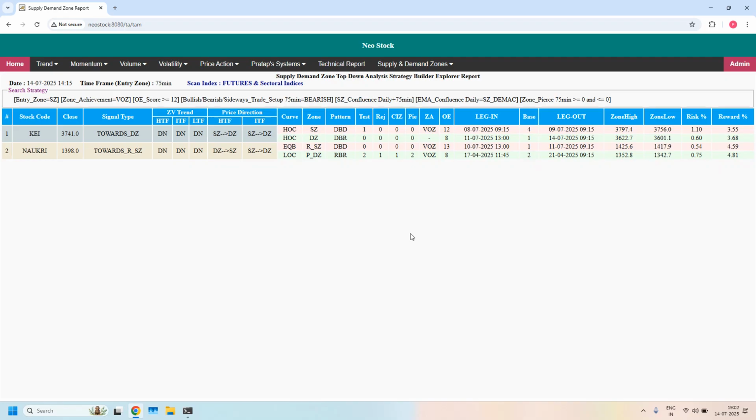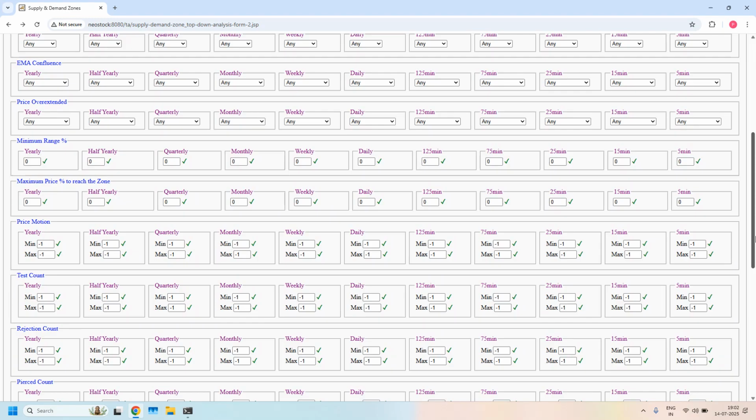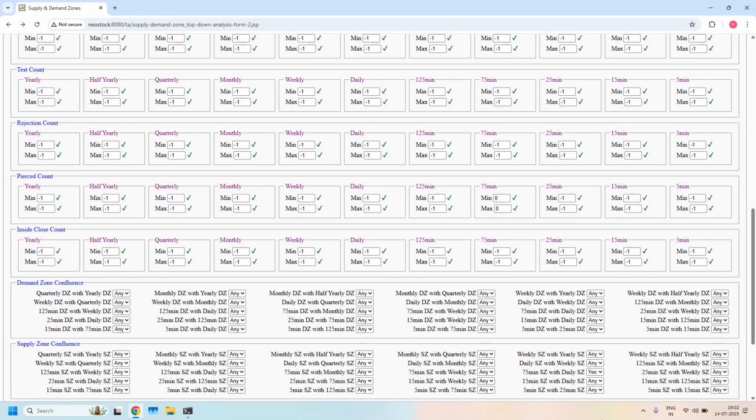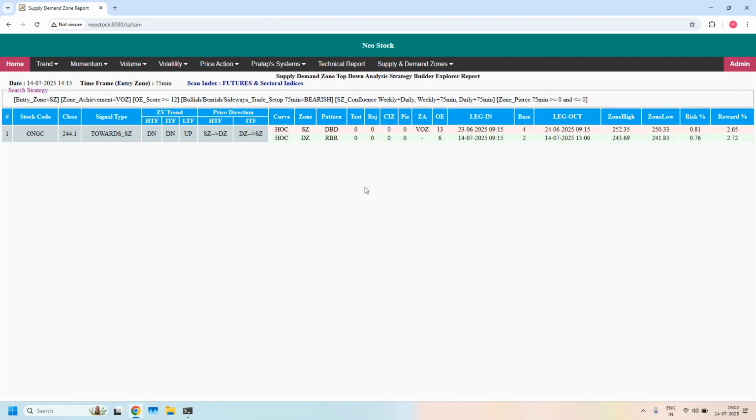Okay, next we will look into LTF, ITF and HTF supply zone confluence supported stocks. That is 75 minutes, daily and weekly supply zone confluence supported stocks. 3 filters we should set. First one enabled, second one 75 with weekly, third one daily and weekly supply zone confluence. With all 3 filters, we got only 1 stock.